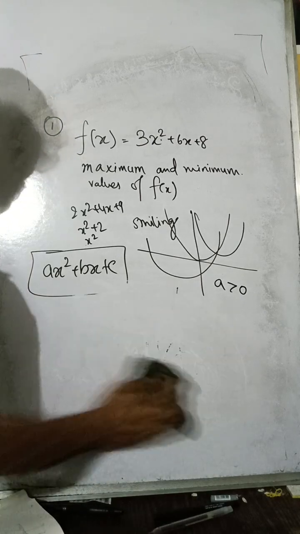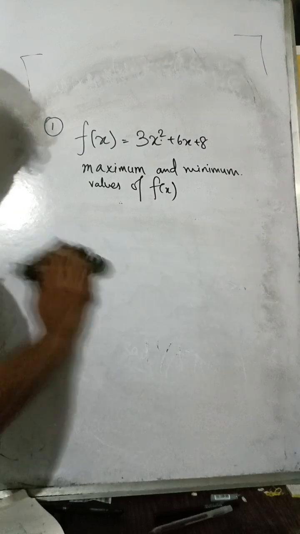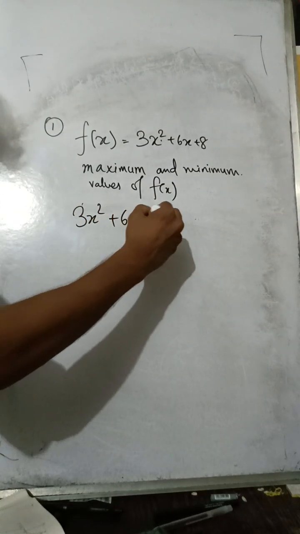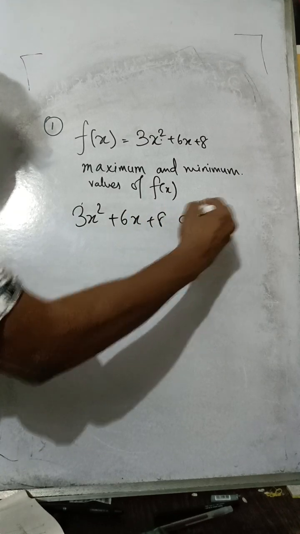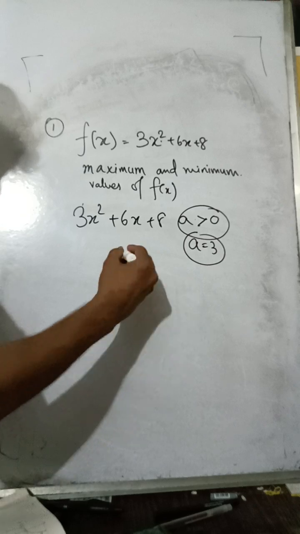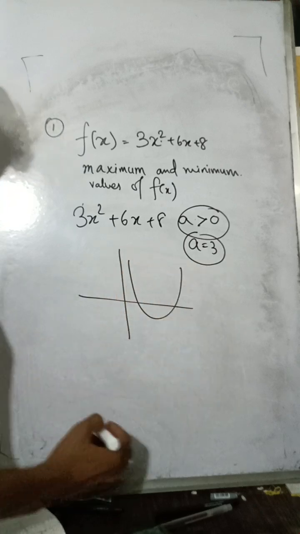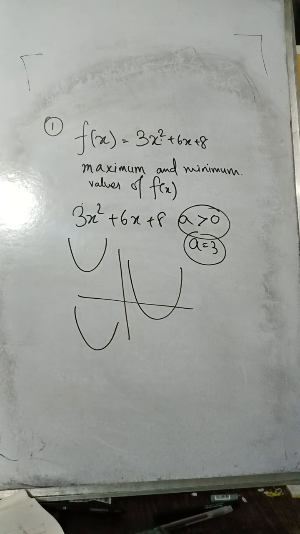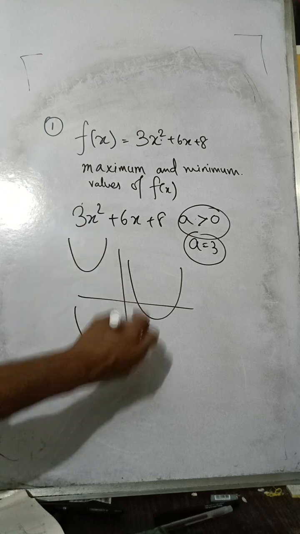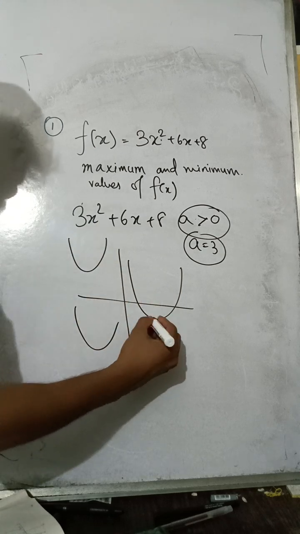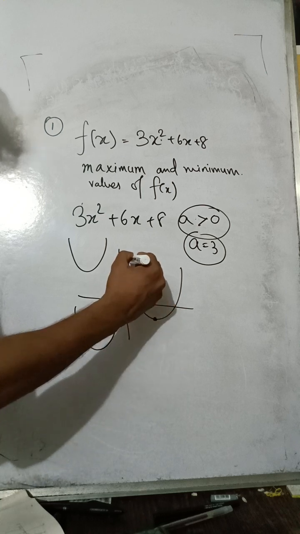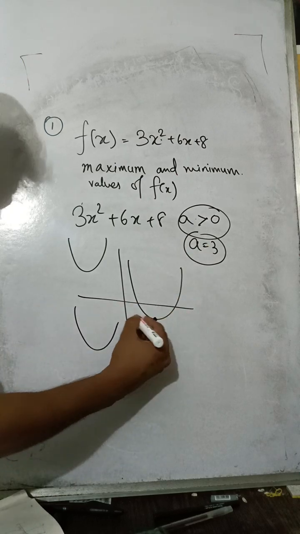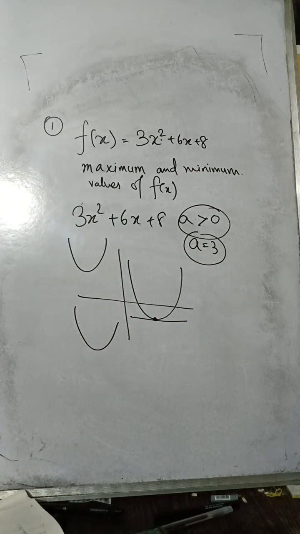Having said this, now look at this example that we have in our hand. We have 3x squared plus 6x plus 8, right? So what is a? a is greater than 0 here. a is 3, so we should have a smiling curve, something like this, or it could also be like this or this. I don't know, but it will be a smiling curve. So whenever we have a smiling curve, we will have a point of minima. We will have a point of minima where we have a decreasing curve and then an increasing curve. So we will have a point of minima. We will not have a point of maxima here.